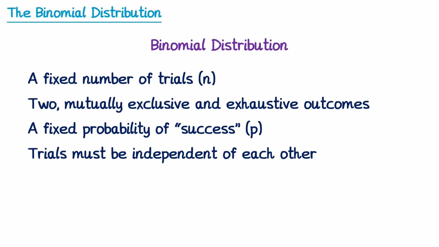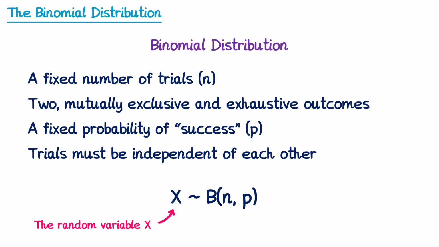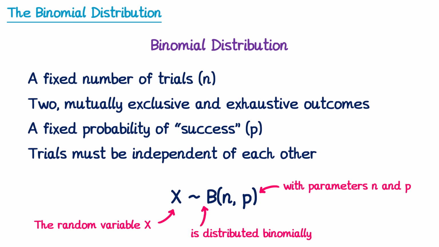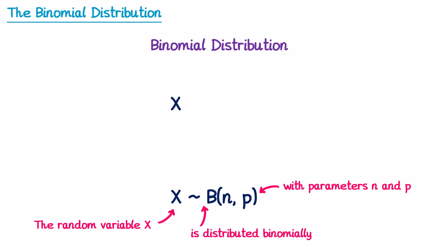If we have all of these requirements, then we write down the distribution in the following way. This x here refers to the random variable x. This tilde symbol here and the capital B means is distributed binomially. And this n and p in brackets here means with parameters n and p. So you could read this as the random variable x is distributed binomially with parameters n and p. For our example then, we would write down that x is distributed binomially with parameters n, which was 4, the number of throws, and success probability 0.7, the probability that we threw a heads.